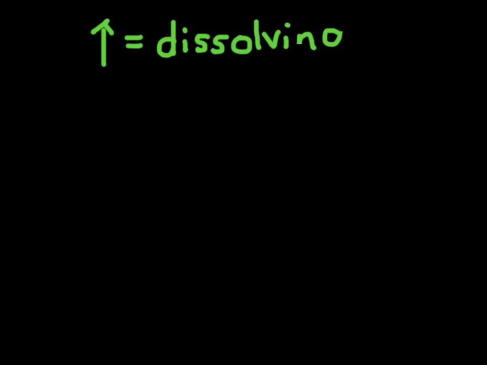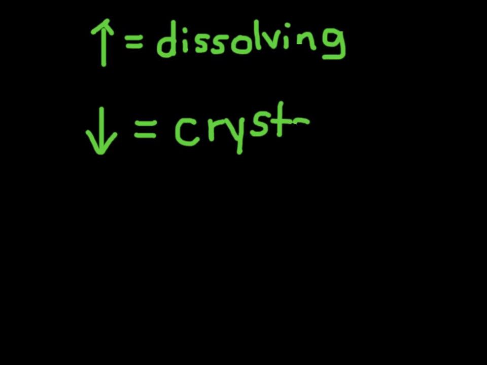In this picture, we will have up arrows that represent molecules that are dissolving, and we will have down arrows that represent molecules that are crystallizing. We're going back into a solid.